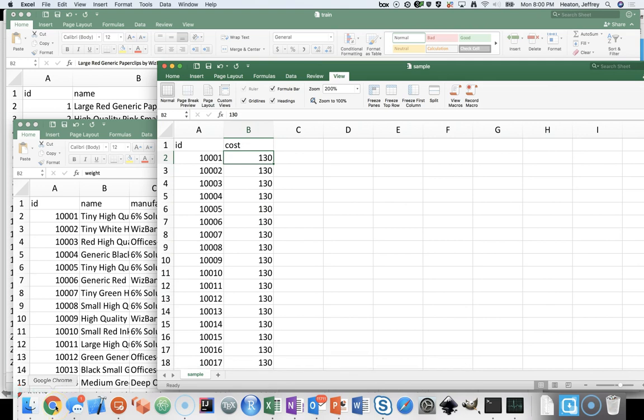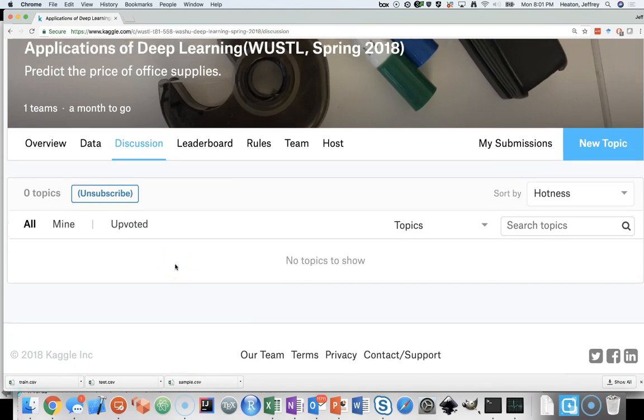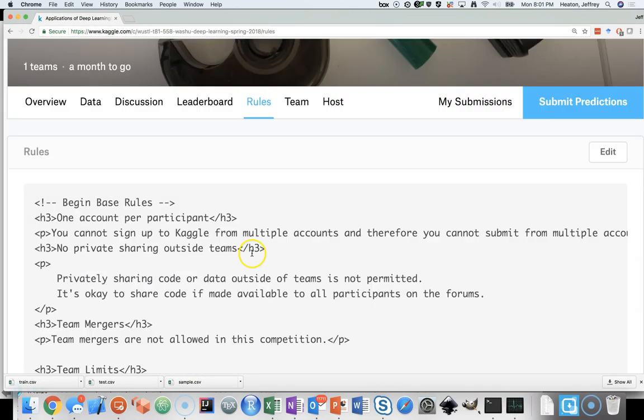So those are your 3 files. You'll submit something like this. If your rows are different than this or your IDs don't match up, Kaggle will give you an error. There is a discussion area. If you want to, you can post a discussion topic. Piazza is also good. I won't monitor the discussion area on Kaggle necessarily. The students haven't really used it in the past. And the rules and all of these are just formatted as HTML for some reason. I might have to edit that.